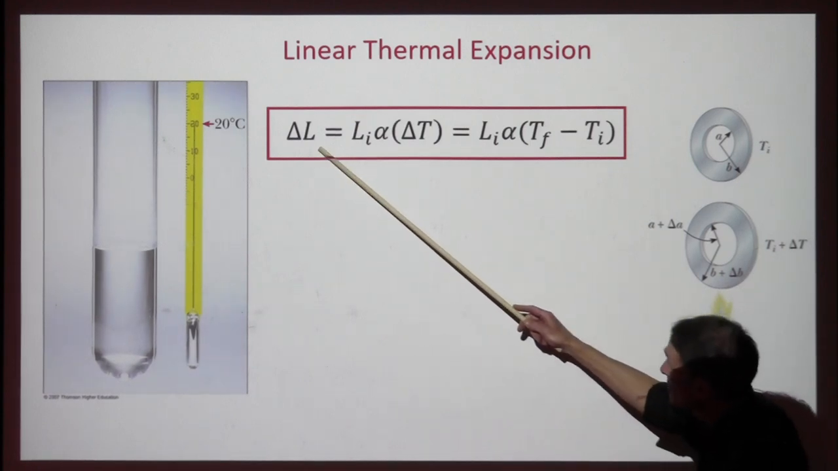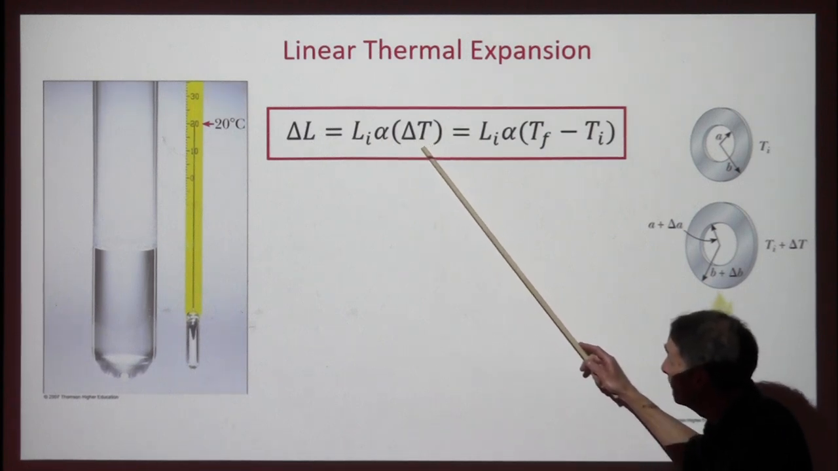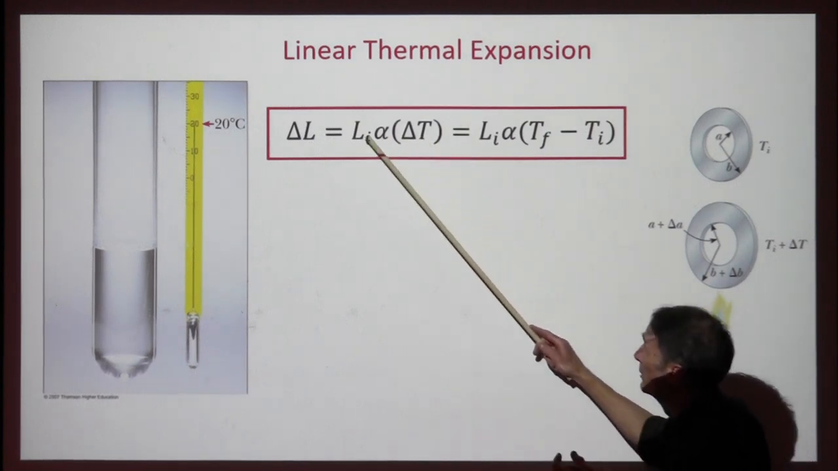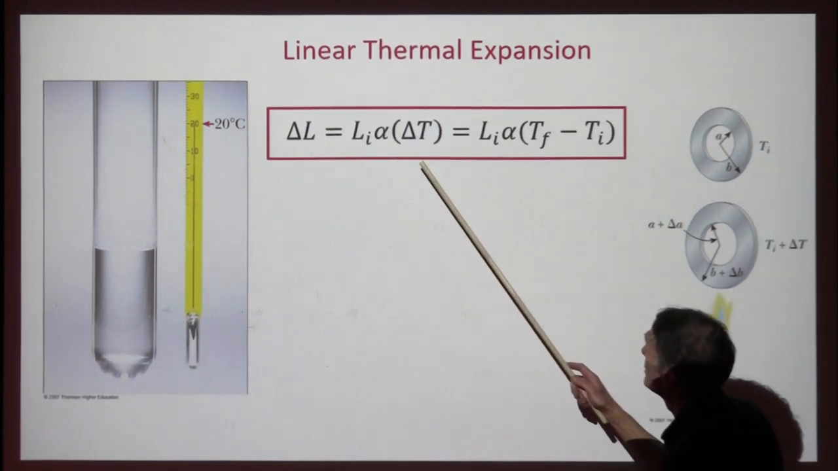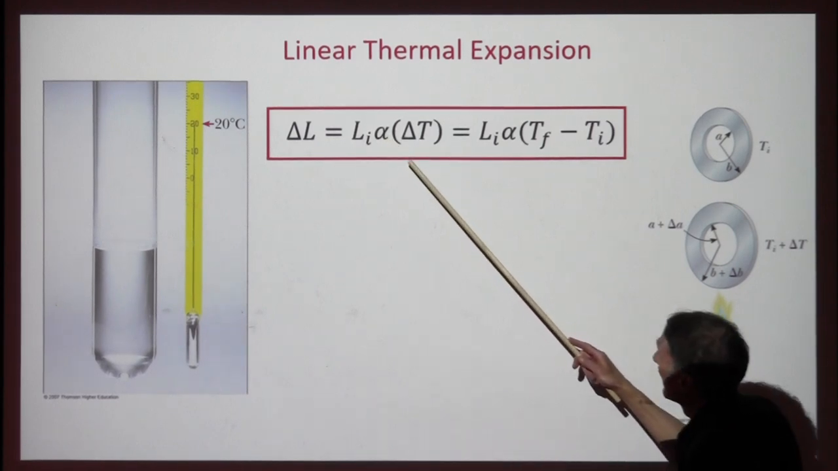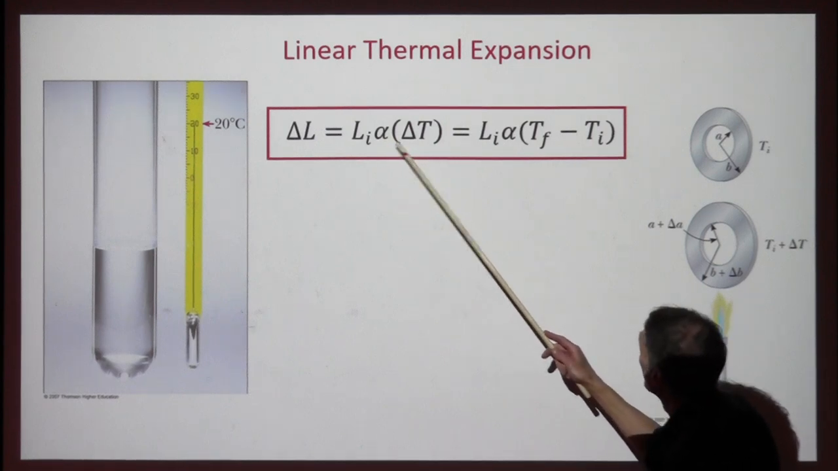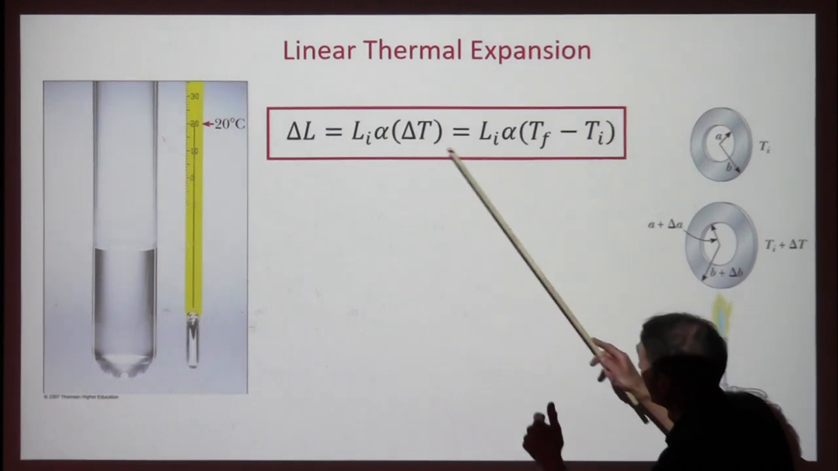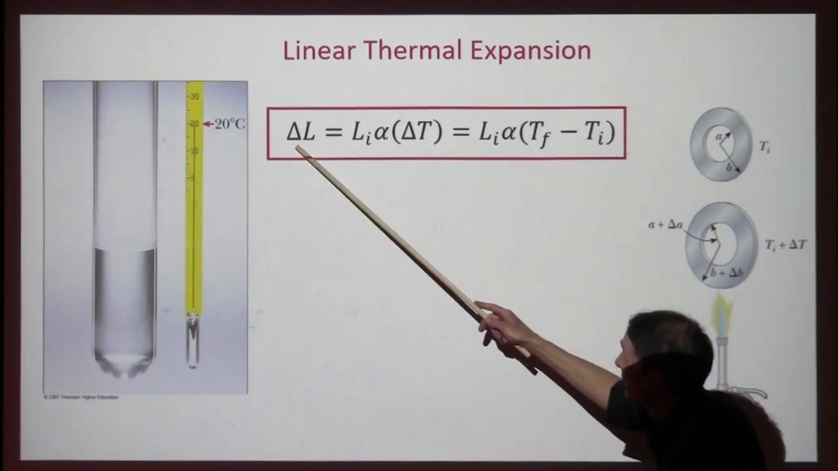The change in length should be proportional to the change in temperature, and it depends also on the original length, and then some property of the material, which is the linear thermal expansion constant. It depends on the material, and he's going to give those on the exam, unless he asks you to somehow calculate and find it. But that's the basic idea, where this thing changes in length.